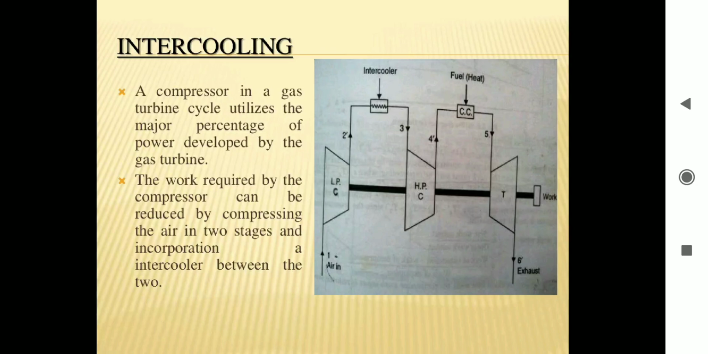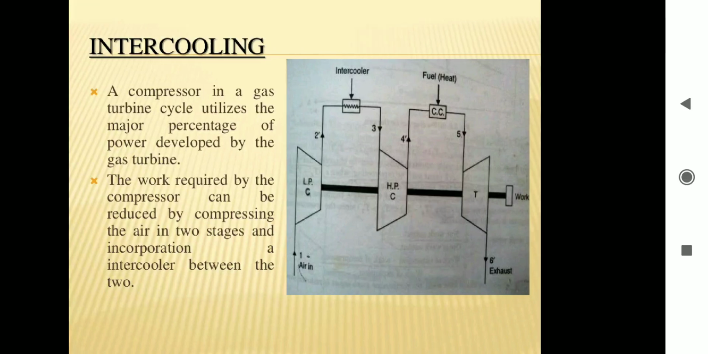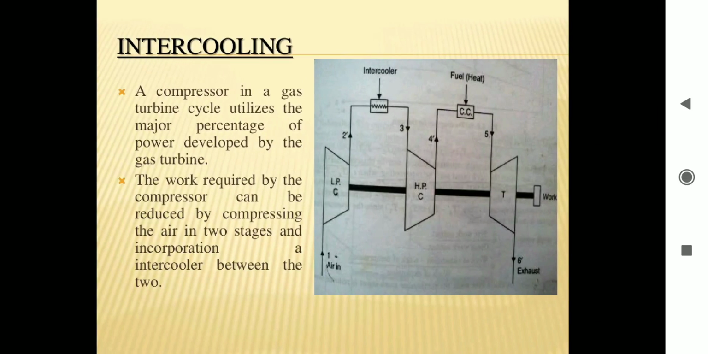As we see here, we are using an intercooler between the high pressure and low pressure compressors. Due to this, the air entering the high pressure stage is cooled, which increases the work output, and the work required by the compressor can be reduced by compressing the air in 2 stages with an intercooler between the 2 stages, as you can see. So here we end the gas turbine cycle or Brayton cycle. Hope you understand the basic methods of improving the efficiency of the gas turbine cycle.